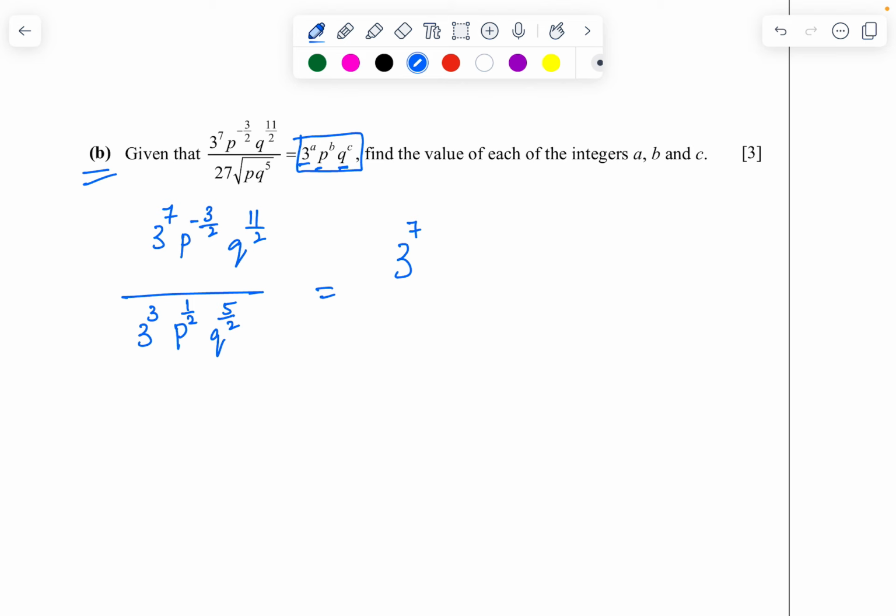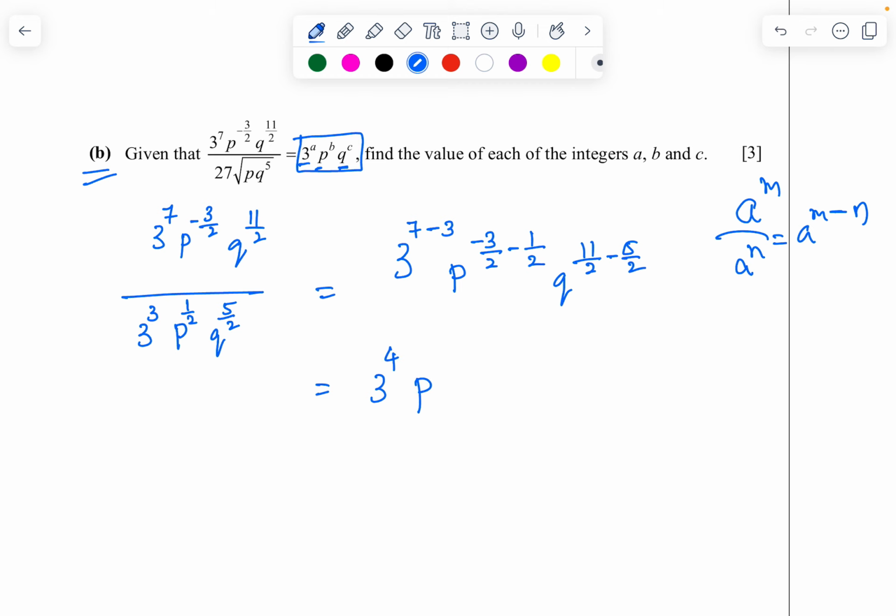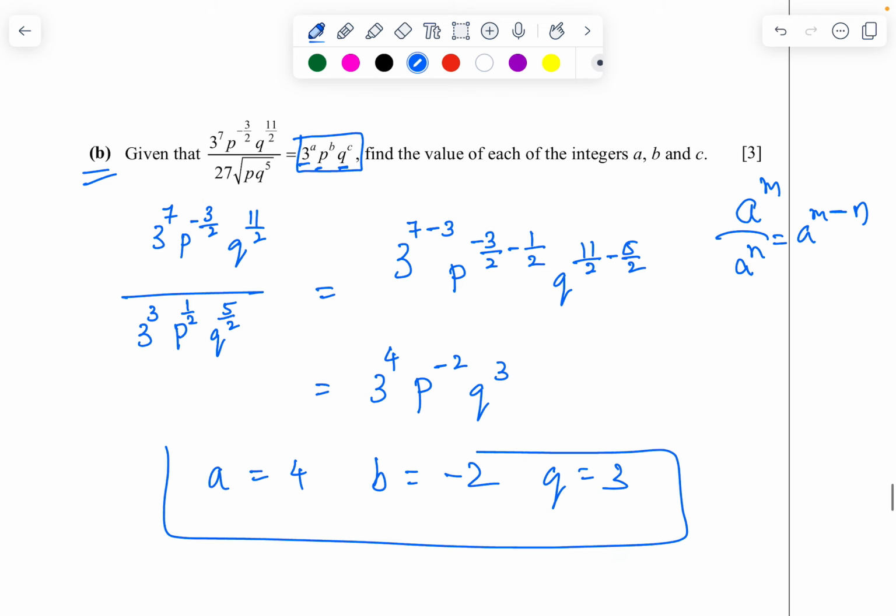A to the power of m minus n, for everything I can use one law only. So 3 to the power of 7 minus 3, p to the power of negative 3 over 2 minus negative 1 over 2, q to the power of 11 over 2 minus 5 over 2. This gives me 3 to the power of 4, p to the power of negative 2, and q to the power of 6 over 2, which is 3. So a equals 4, b equals negative 2, q equals 3. This is the final answer.